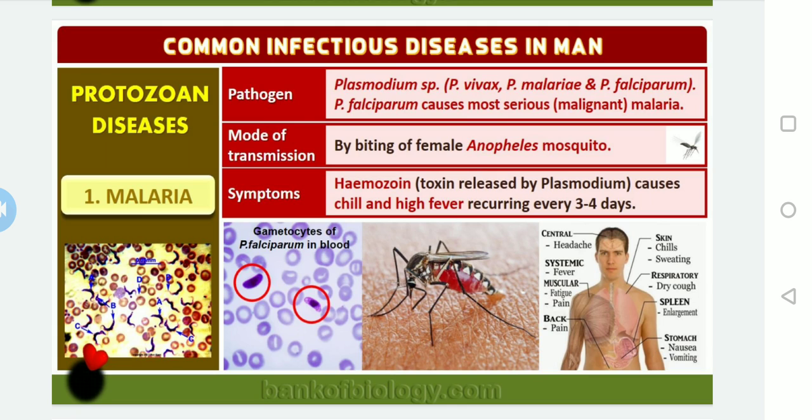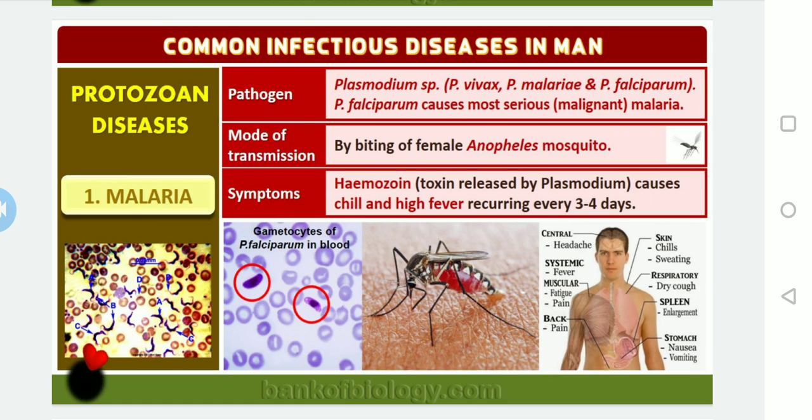Now the mode of transmission. The mode of transmission is by the biting of the female Anopheles mosquito, which acts as a vector. And whenever it comes to the symptoms: high fever and chill. This is very important, and the fever occurs on every alternate day. You can even see vomiting sensations. And how do we identify it? This is based on the serological test.